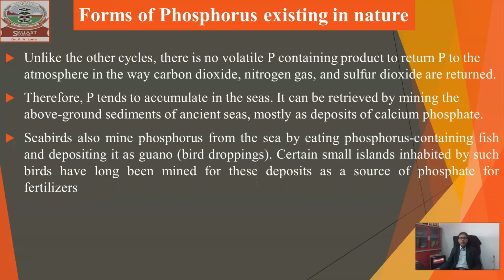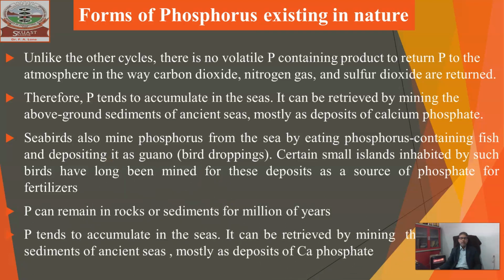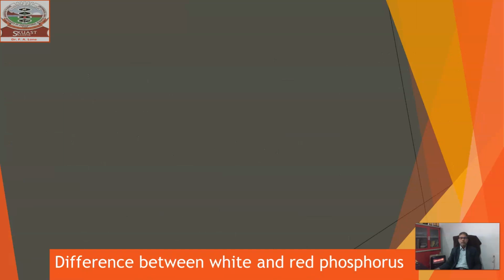Seabirds also mine phosphorus from the sea by eating phosphorus-containing fish and depositing it as guano, which is actually bird droppings. Certain small islands inhabited by such birds have long been mined for these deposits as a source of phosphate for fertilizers. And phosphorus can remain in rocks or sediments for millions of years. It tends to accumulate in the seas. It can be retrieved by mining the underground sediments of ancient seas, mostly as deposits of calcium phosphate.